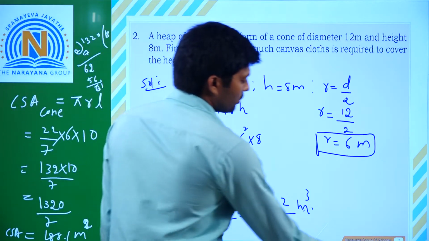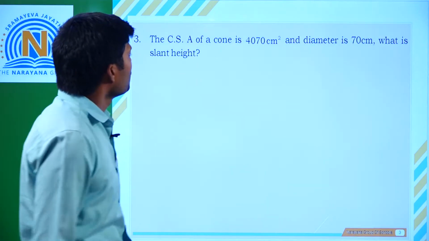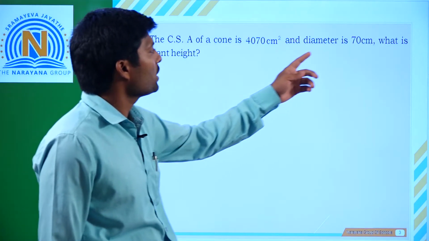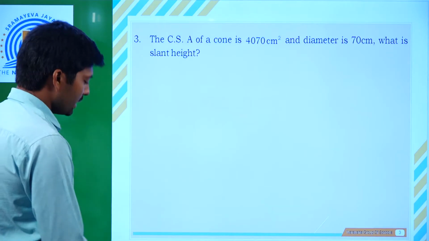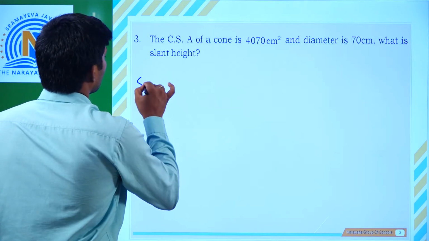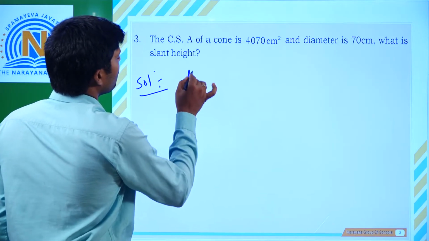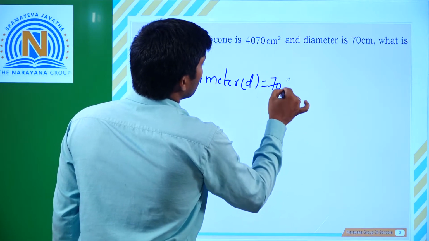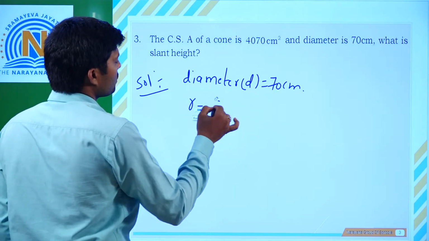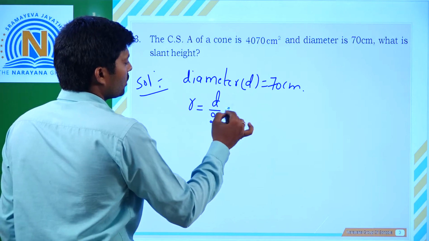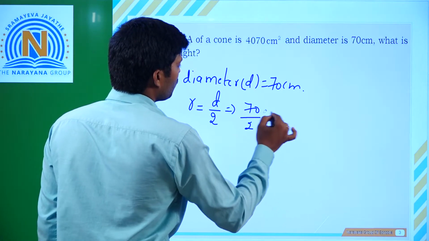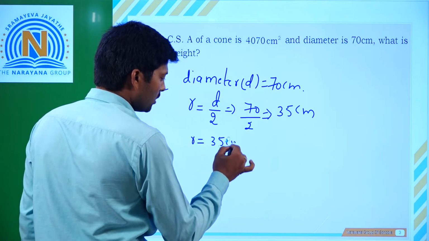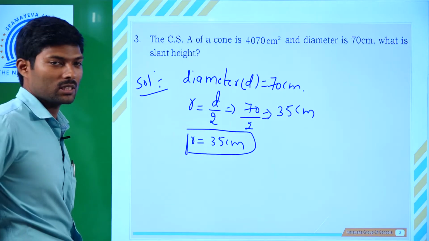Let's go for the third question. The CSA of a cone is 4070 square centimeters and the diameter is 70 centimeters. What is the slant height? Yes. So given that, how much is given? The diameter D is equal to 70 centimeters. So from that, what is the radius, which is half of the diameter? That is 70 centimeter upon 2 is equal to 35 centimeter. So R is equal to 35 centimeter. The radius of the circular cone is 35 centimeter.